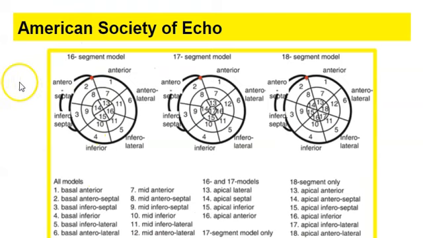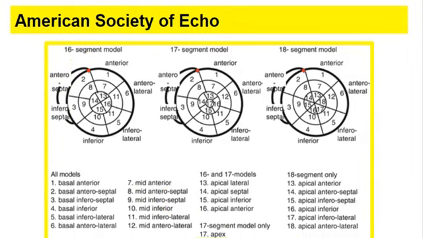The American Society of Echo breaks the heart down into 3 different segment models. Whereas, don't be concerned about the 18 segment model. What's going to more concern us is the 16 segment model. Move this down a little bit for us.